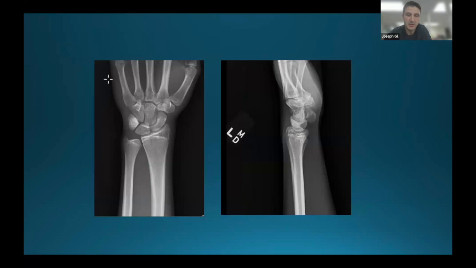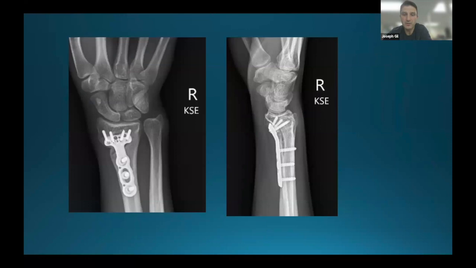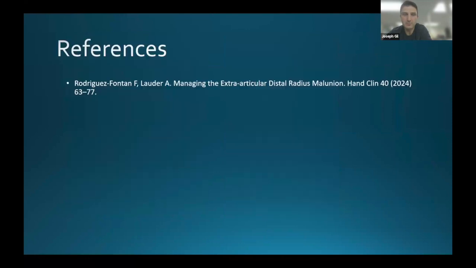This is just his contralateral side, showing that normally he would be slightly ulnar negative here. And again, you see his normal inclination and tilt. So again, this is critical, this is our goal with our malunion correction, so that's what we based it on. So here you see we did an opening wedge hinged osteotomy, fixed it with a volar plate, and 3 months later, he went on to heal with full range of motion and no wrist pain.